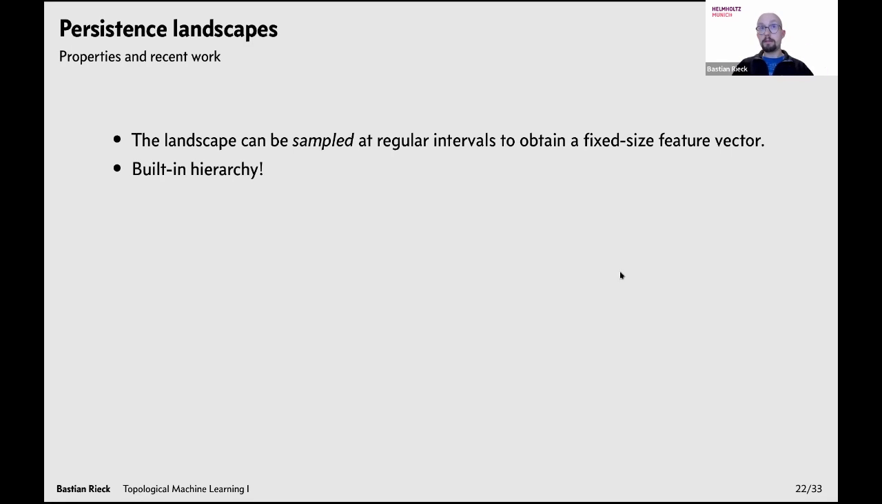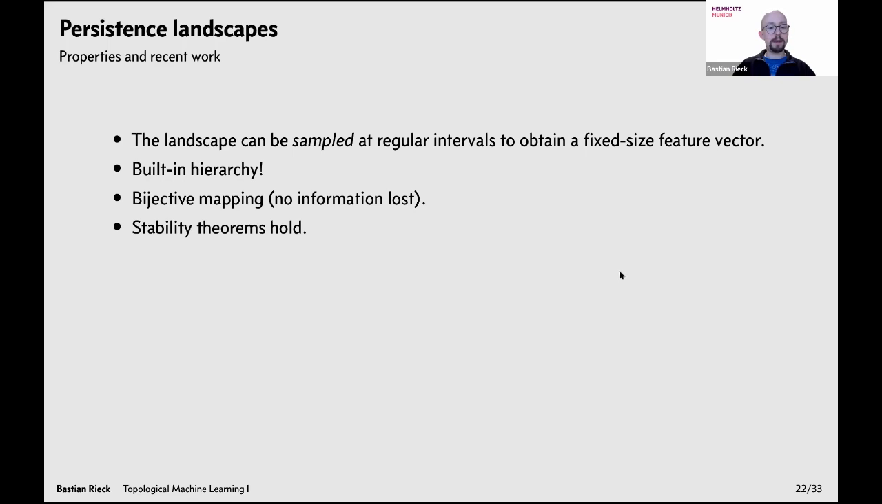There's of course a very nice built-in hierarchy. So you can say, I only use the first layer, the second layer, and so on. The most important thing though is that it's a bijective mapping. So technically you can go back from the landscape, or from all the landscapes I should say, to the individual diagram. So this is really nice because technically, and again I'm stressing this here, there's no information lost. Whereas with a Betti curve, the pre-image of a specific Betti curve is much bigger than in the case of this bijective mapping.